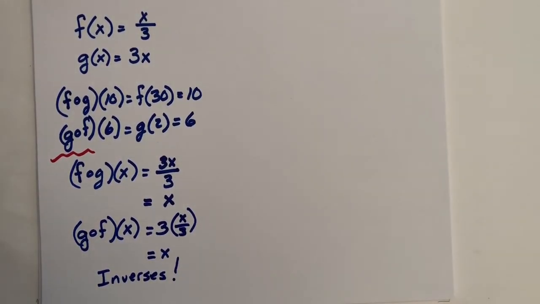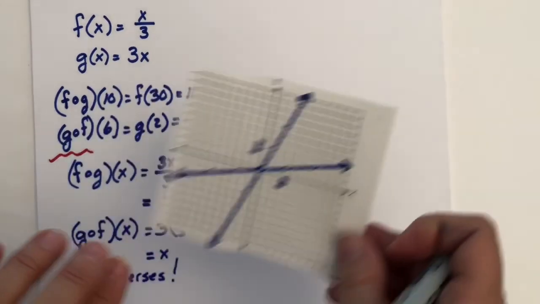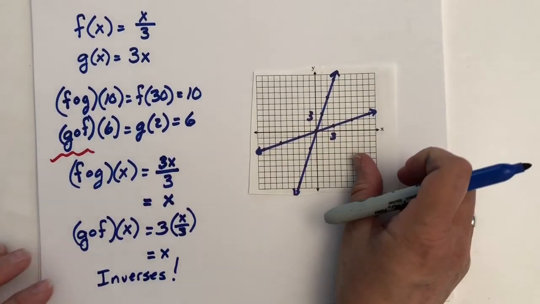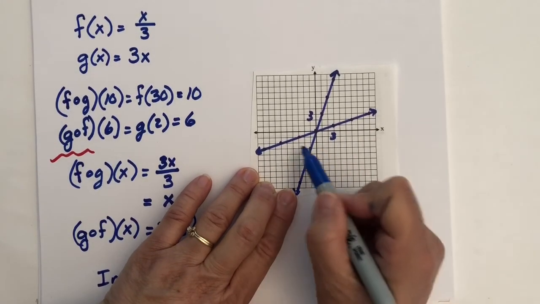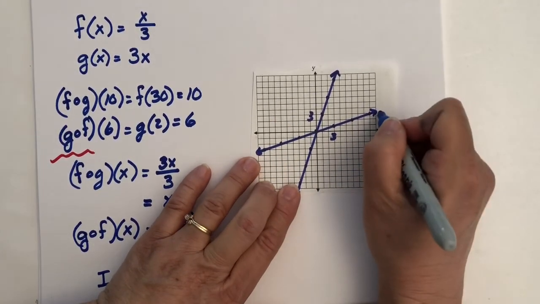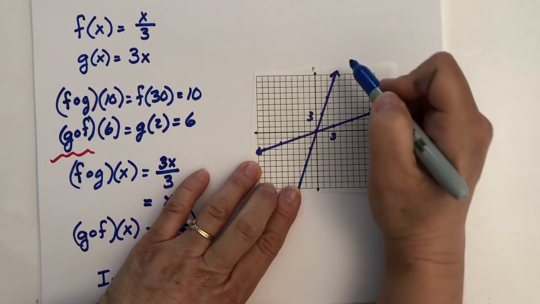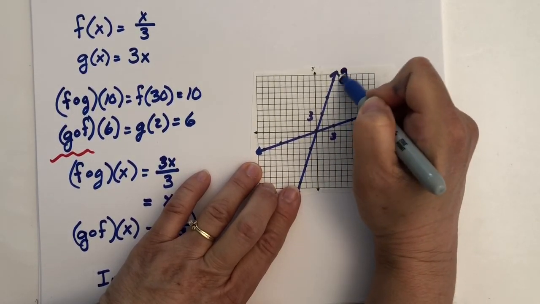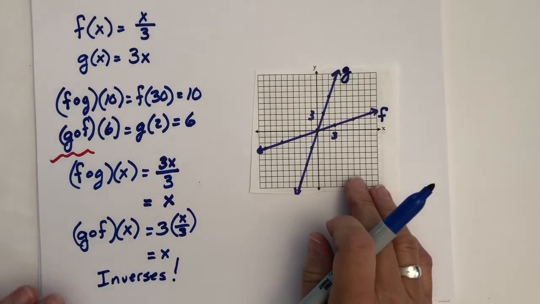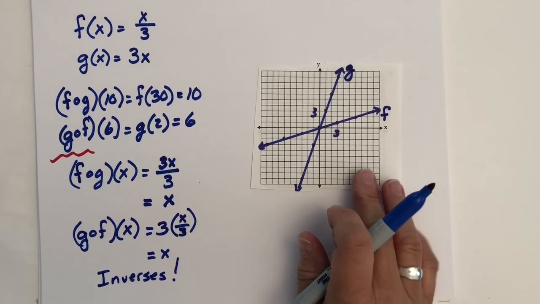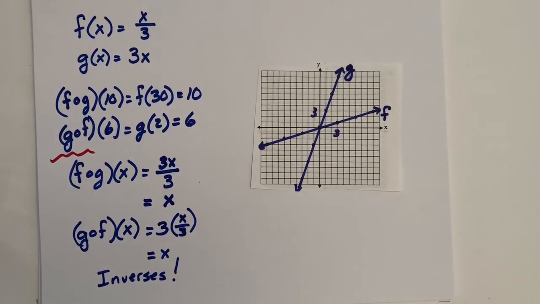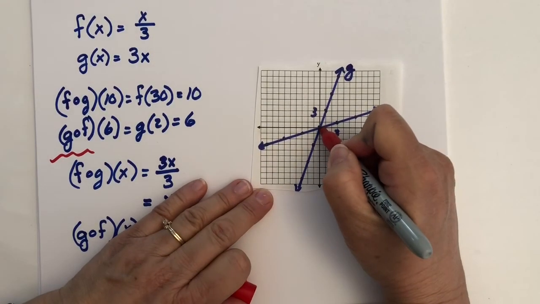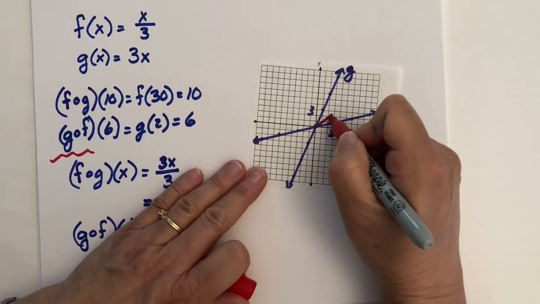Now, I wanted you to see the graphs of these two functions. I already have them done. This time I have the graphs labeled correctly. This one's the slope of 1/3. This is my f function. This is my g function. Now, I wanted you to see that in the previous example, the inverses were parallel to each other. That is not the way inverses are related all the time. They need to be mirror images across the line y equals x.